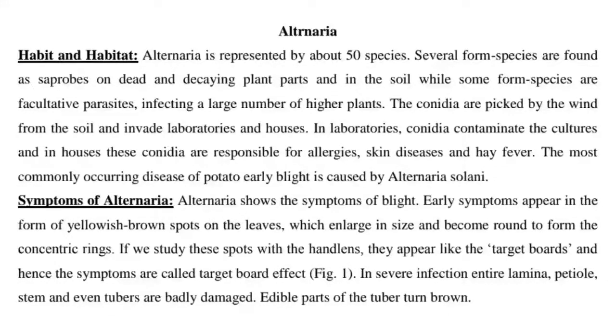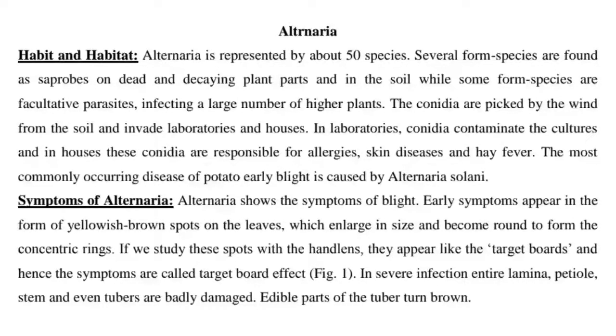Alternaria habit and habitat. Alternaria is represented by about 50 species. Several form species are found as saprobes on dead and decaying plant parts and in the soil, while some form species are facultative parasites, infecting a large number of higher plants. The conidia are picked up by the wind from the soil and invade laboratories and houses. In laboratories, conidia contaminate the cultures, and in houses these conidia are responsible for allergies, skin diseases and hay fever.